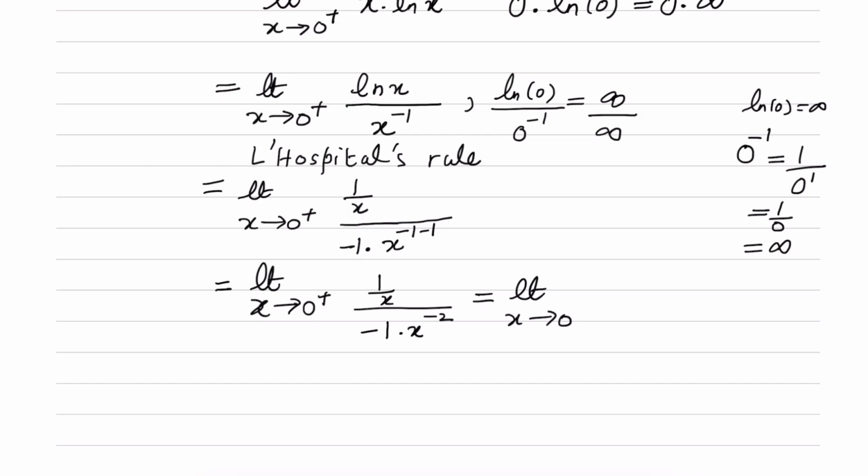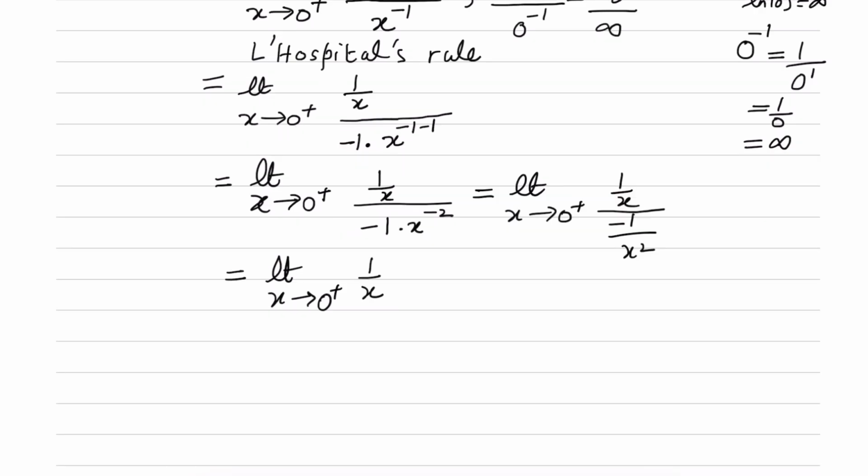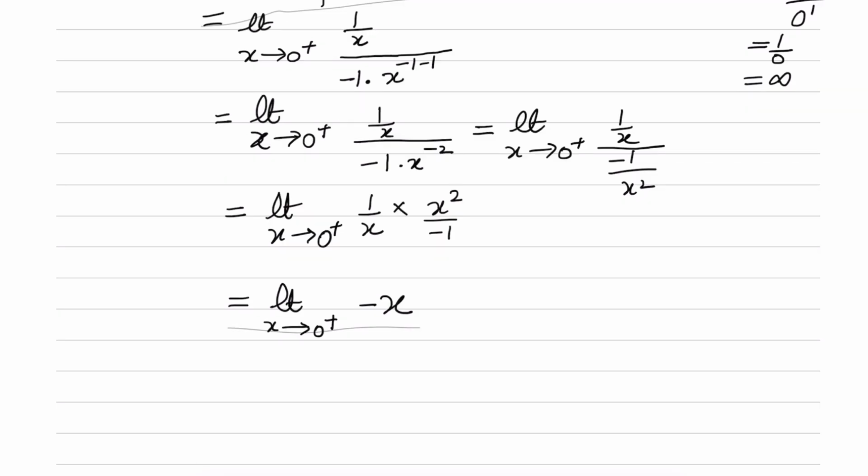We continue to simplify. The limit as x approaches 0 plus of 1 over x over minus 1 over x square. Simplifying further, we bring the denominator 1 over x square up, and it becomes x square over minus 1. Simplifying, we get minus x. After simplifying to its very last step, we apply the limit x approaching 0, so here we have minus 0, which is just 0, and we are done.